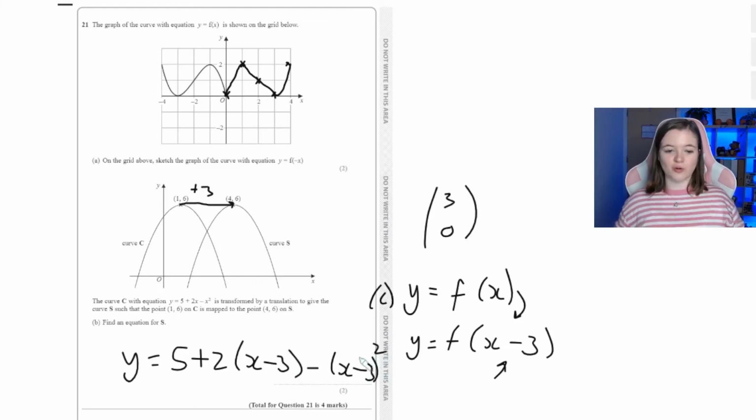I could expand it all, but that is not what the marks are telling me to do. I got 1 mark for putting this in, and then 1 mark for knowing that it's x minus 3, another mark for putting it in. That's my 2 marks allocated and done. You could expand it. You won't get marked down for expanding it, but I'm just going to leave it as it is, and that is done.